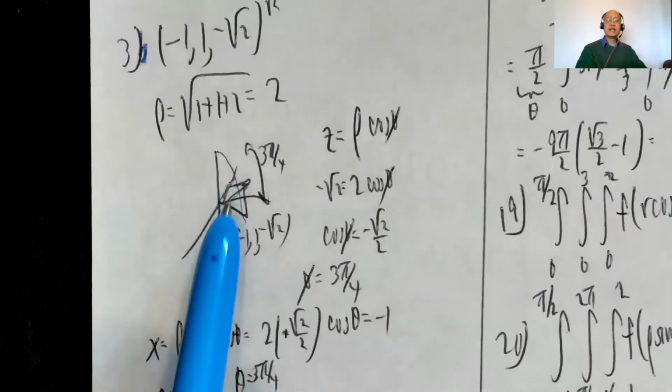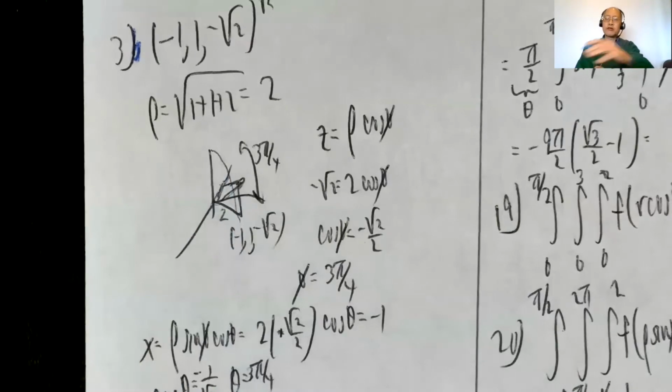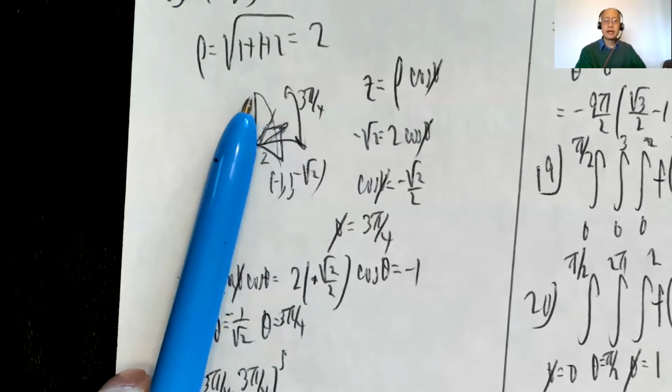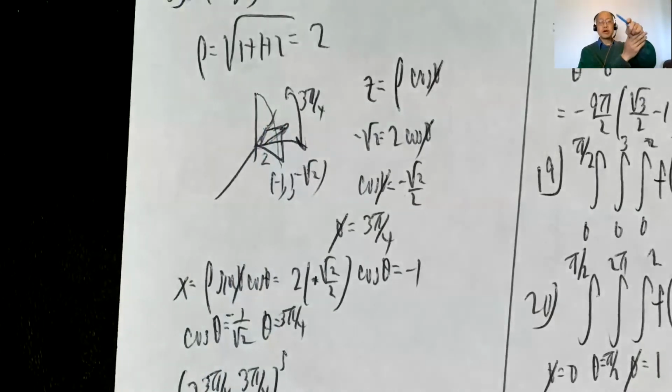Which means in the xy plane, move over 3 pi over 4. So that would be 135 degrees. And then phi, starting at the top, you come down 135 degrees. You're below the surface of the floor, as it were. And then you walk out 2 units.